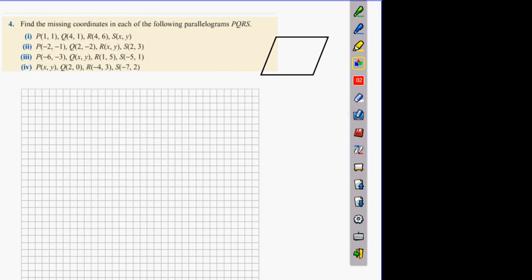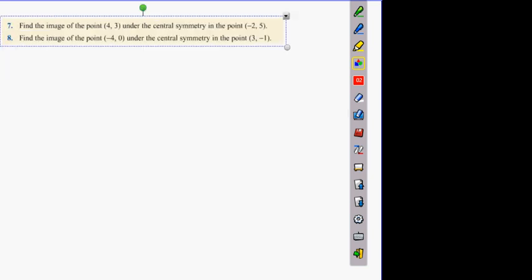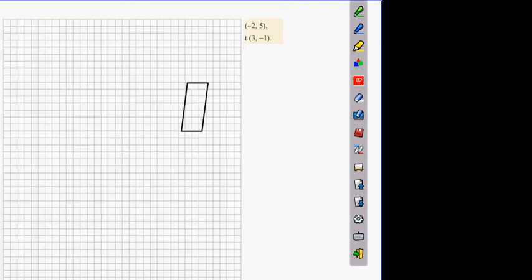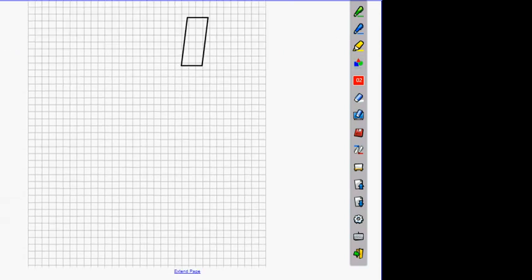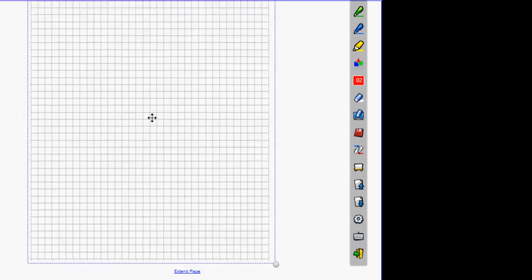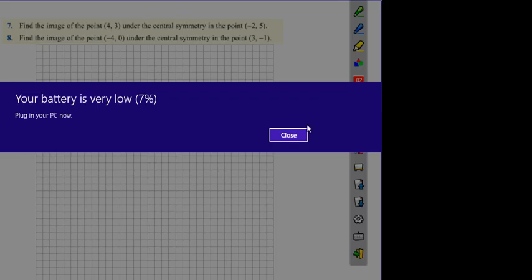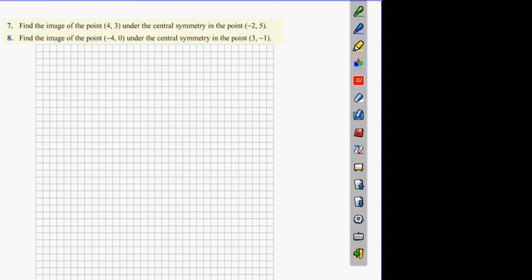Okay. Now that's done, what we're going to do next is number 7 and 8. This is what's called central symmetry, okay? Now, in a central symmetry question, it means travel to the other side and go all the way through. So an example would be something like this, guys. What we have here is question 7.